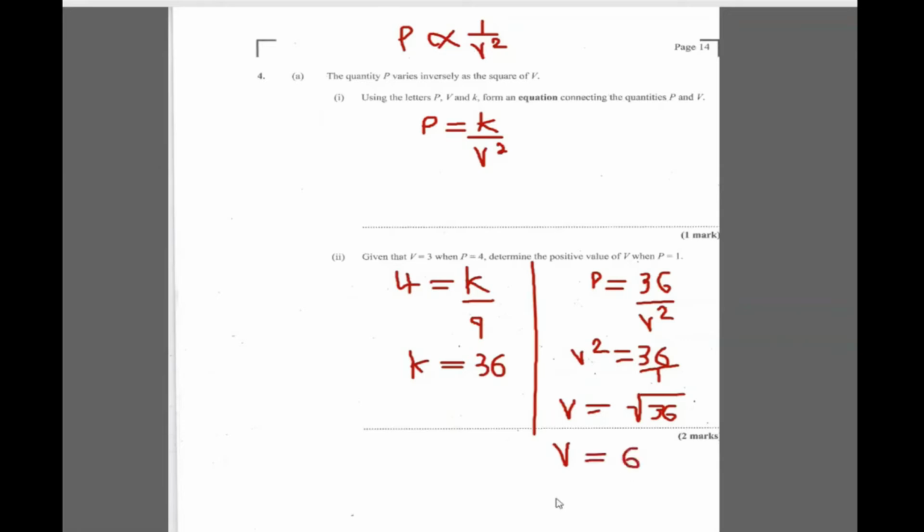V equals 6. Nice and easy. So V is equal to 6 from this question. This is an inverse proportion variation question. Very easy. Now let's move on to question 4b.